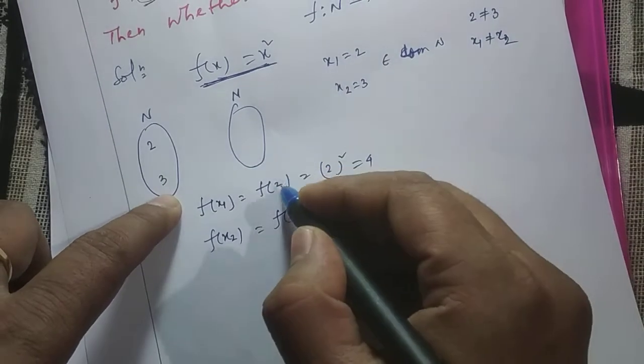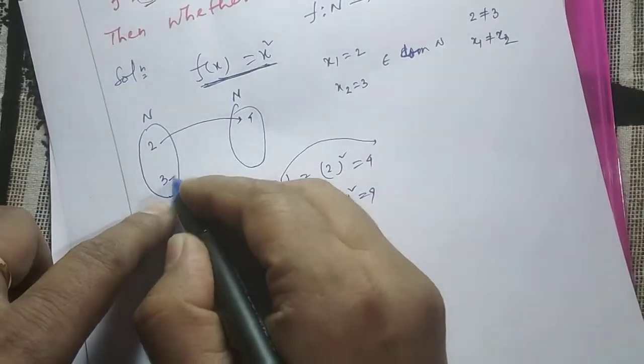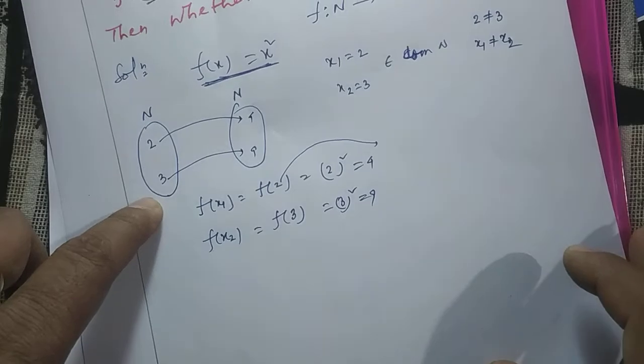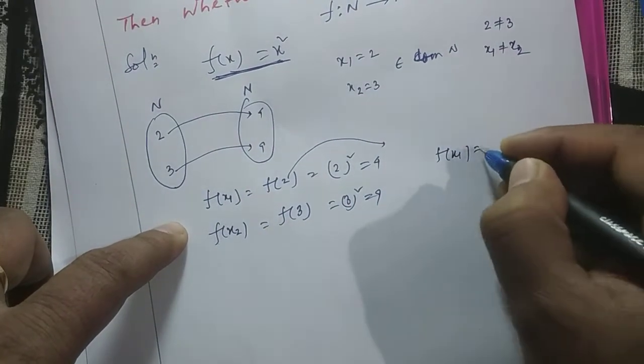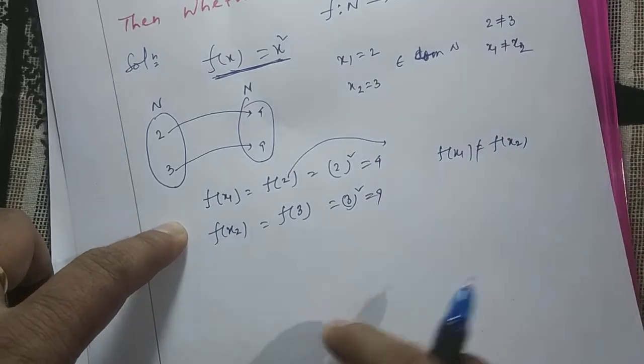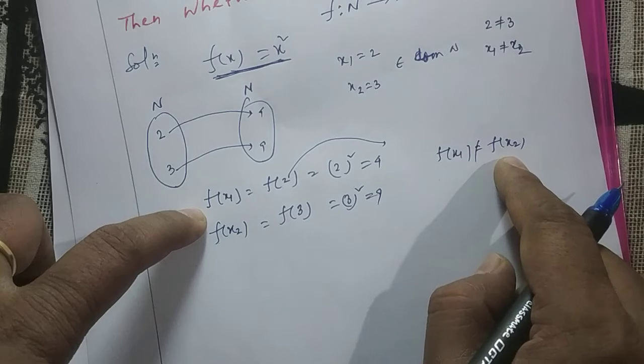So simply we can say 2 maps to what? 4. 2 maps to 4 and 3 maps to 9. So clearly it is seen that here f(x1) is not equal to f(x2), because f(x1) was 4 and f(x2) equal to 9. So clearly they are not equal.